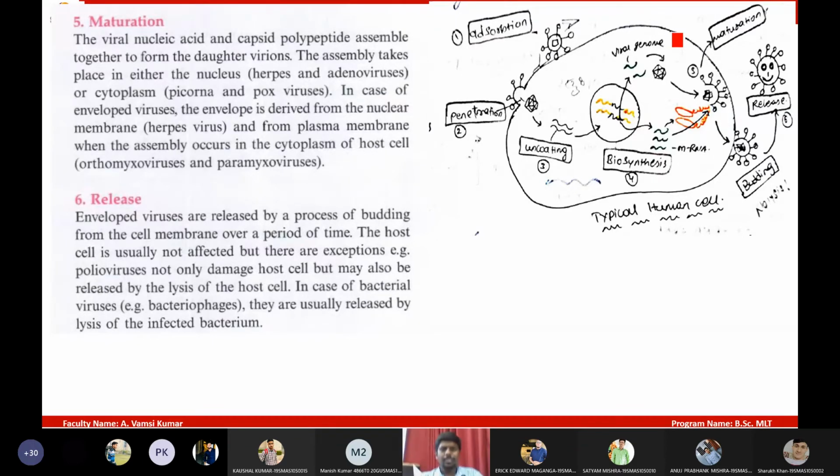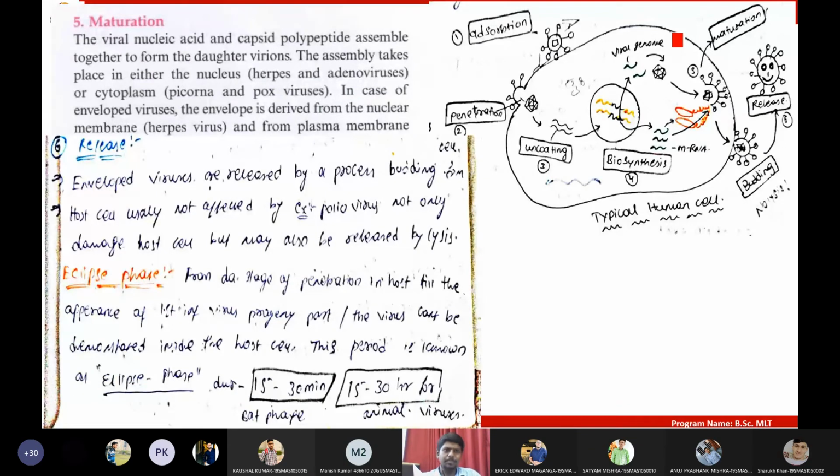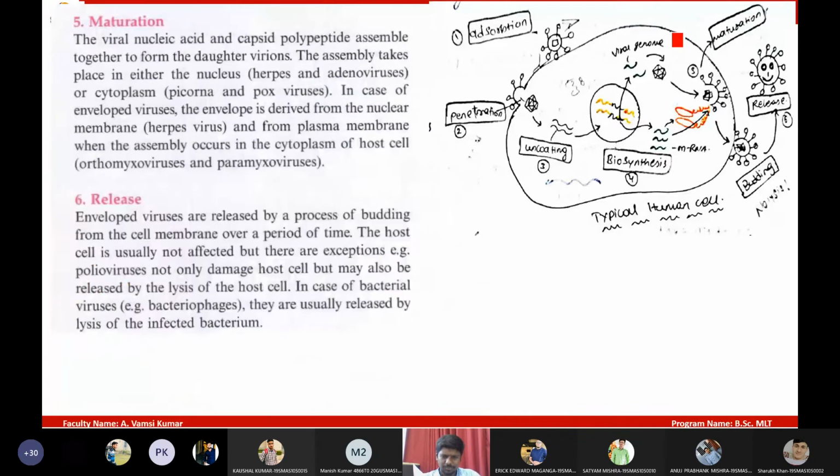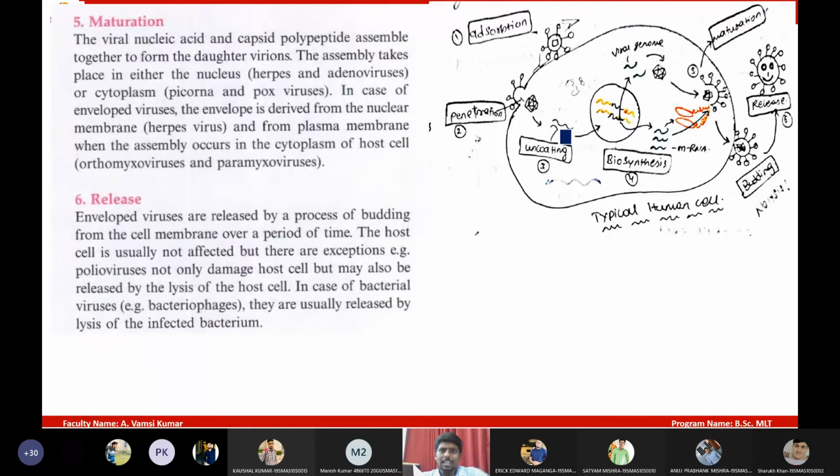Now one important point I need to discuss, students, is the eclipse phase. What is this eclipse phase? Listen, very important point. See, when the virus is outside the cell, our immune system can detect it. Our immune system antibodies or helper T cells are able to detect the virus when the virus is outside the cell.